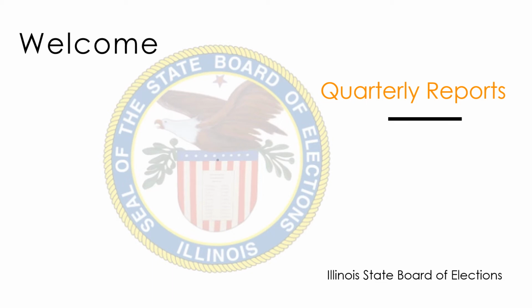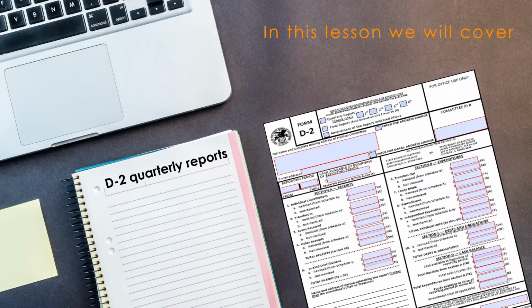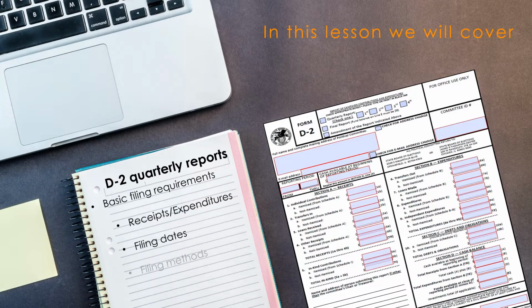Welcome to the Illinois State Board of Elections Division of Campaign Disclosure tutorial on quarterly reports, Form D2. In this lesson, we will cover the basic filing requirements associated with reporting a committee's financial activity on a quarterly report. This information includes the receipt and expenditure types, date of receipt, itemization thresholds and prohibitions, along with quarterly filing dates, methods for filing, and finally, how to complete a D2.